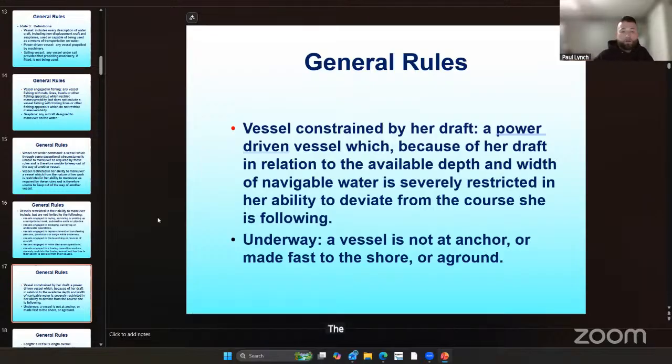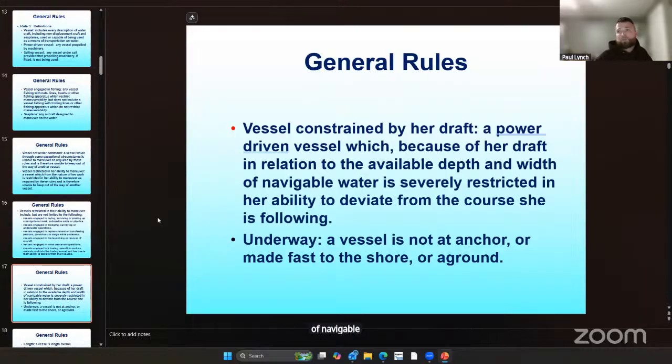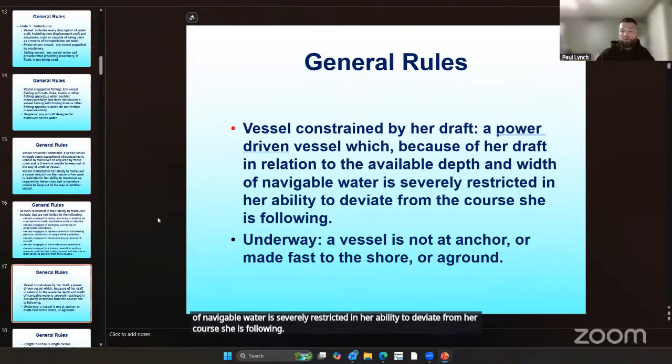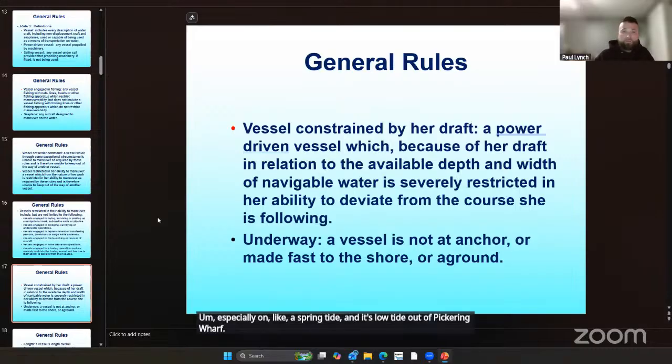The reason why it's not an inland rule is because every vessel at some point in time is constrained by their draft. And the definition of constrained by draft is a power-driven vessel which, because of her draft in relation to the available depth and width of navigable water, is severely restricted in her ability to deviate from the course she is following. Especially around Salem, I hear the schooner Fame say that all the time. Especially on a spring tide and it's low tide out of Pickering Wharf, you're lucky if you have like 3 feet of water.